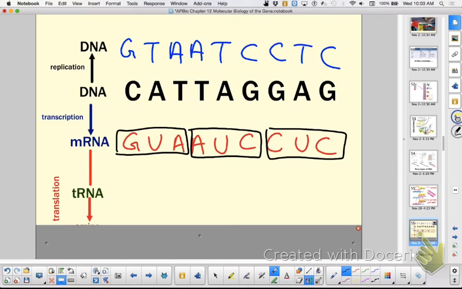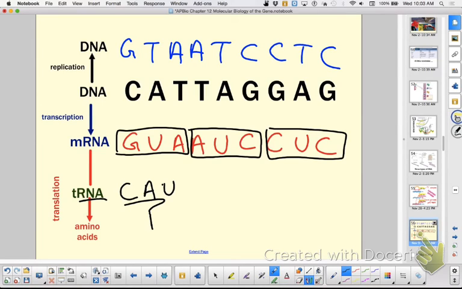Now, let's figure out what would be the tRNA that would be the anticodons to this. Tell me the tRNA here. CAU. This right here, CAU, this is tRNA, it's going to be carrying an amino acid. Now, to figure out what amino acid that one's carrying, there is the genetic code. They have figured it out.